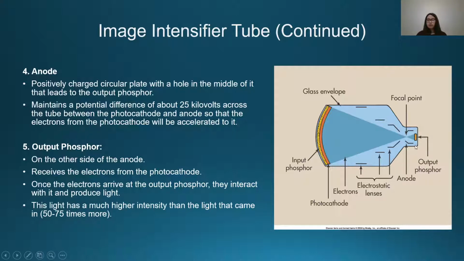The next step is the output phosphor, and the output phosphor will receive the electrons from the photocathode. Once the electrons arrive at the output phosphor, they will interact with it, and they're going to produce another light. Now, the difference here is that this light that's produced at the output phosphor is going to have a much higher intensity than the light that we got when it first came in. That exact amount is like 50 to 70 times more than that.